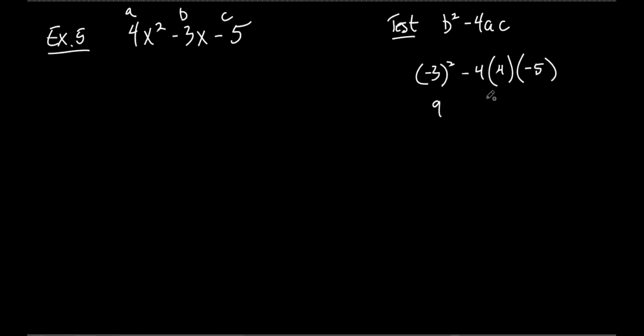That's a 9. That's going to be a plus. And that's 4 times 5 is 20. 20 times 4 is 80. All right, and what do we get? 89. Is that one of our perfect squares? No, it's not. There's nothing times itself that equals 89.